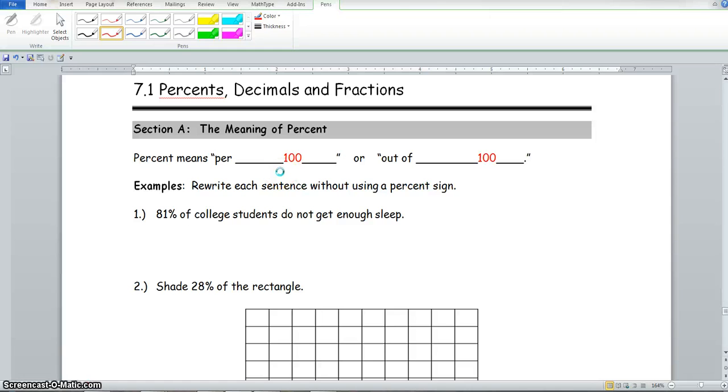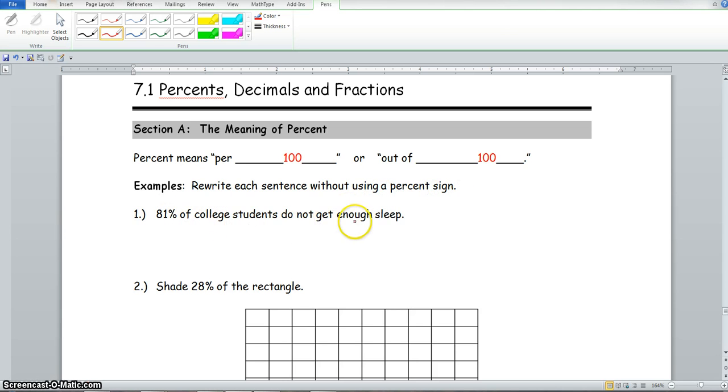Okay, class, we're about to start section 7.1, percents, decimals, and fractions. Section A, the meaning of percent. Percent means per 100 or out of 100. Examples, rewrite each sentence without using a percent sign.